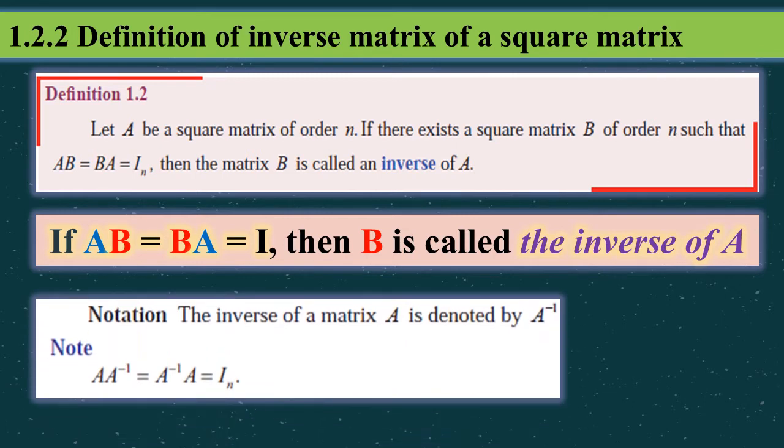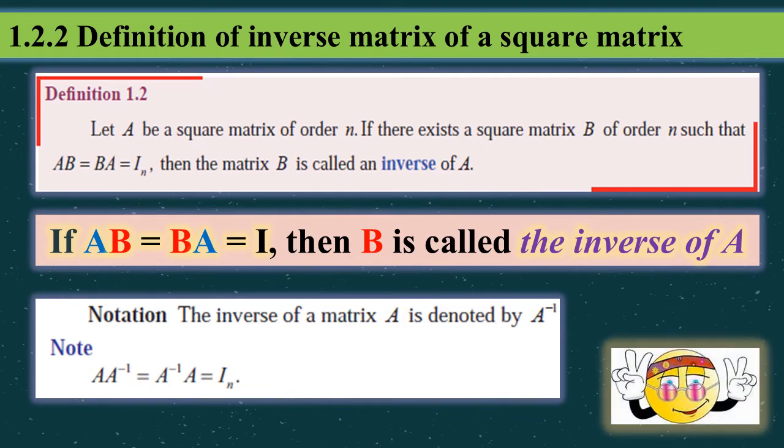Usually we denote the inverse of a matrix A as A inverse. So A into A inverse equal to A inverse into A equal to I_n. So here we write in terms of A itself, okay? Clear? Good.